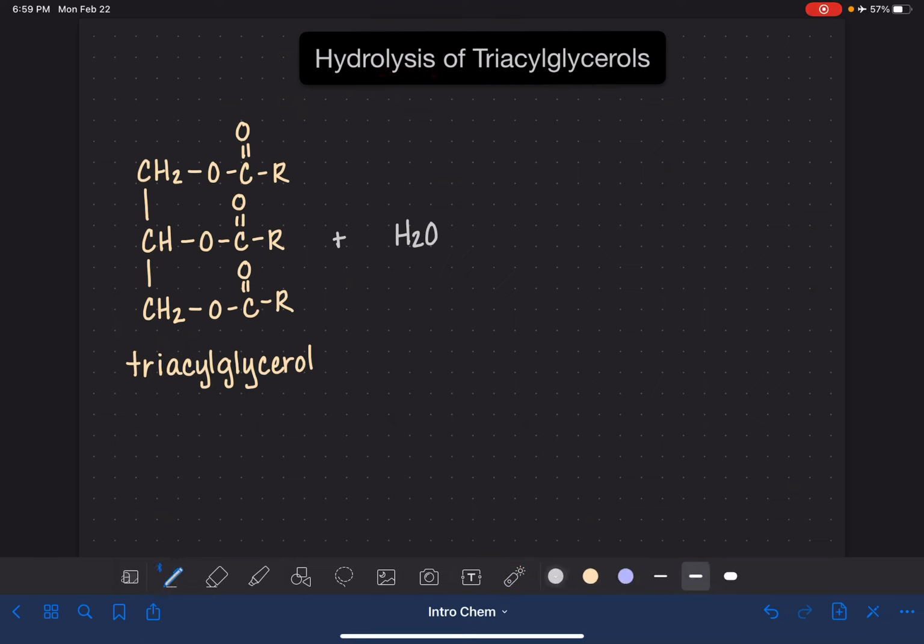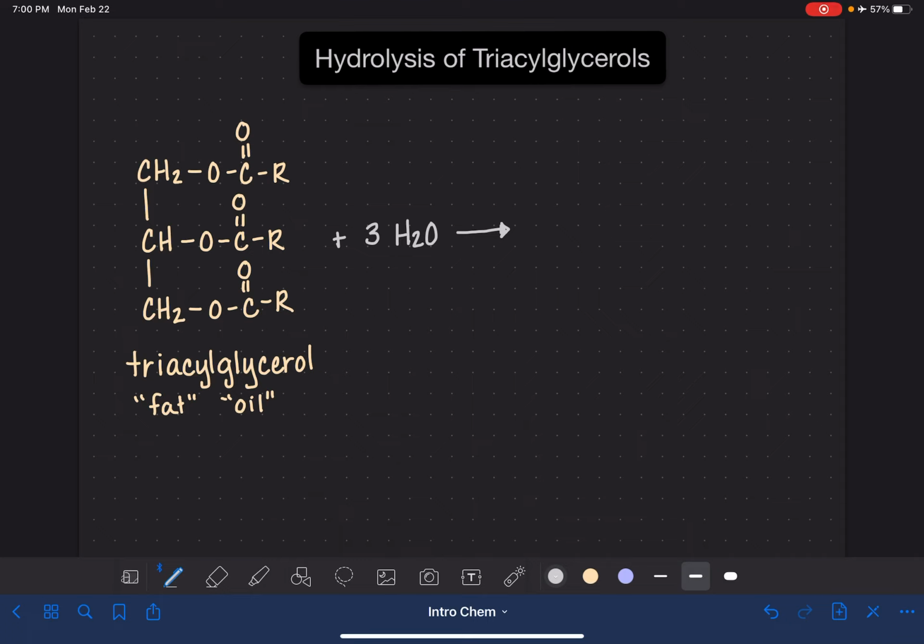We need exactly 3 water molecules to break apart 1 molecule of triacylglycerol, which, if you remember, is just a fancy word for a fat or an oil, either one. This is a reaction that takes place inside our body. We hydrolyze triacylglycerols as a huge source of energy. A lot of the energy that we get comes from this reaction.